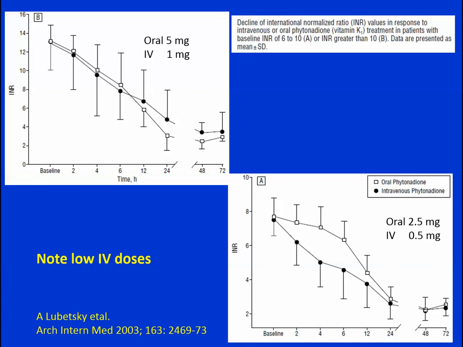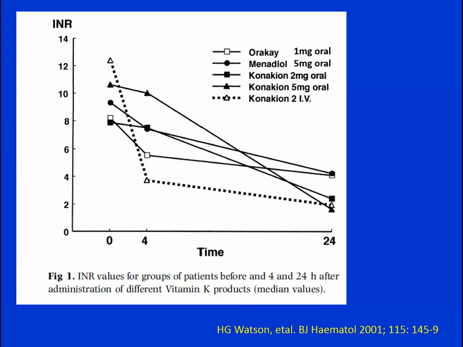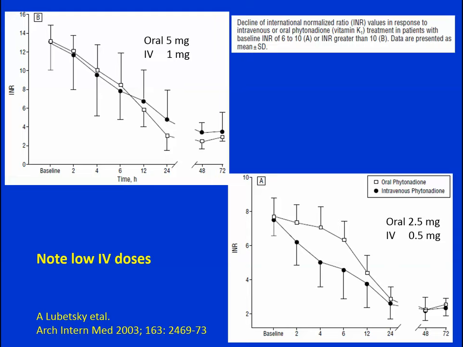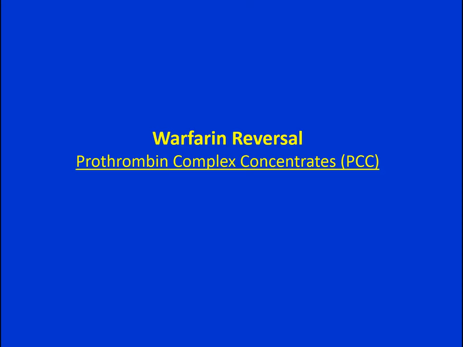This slide shows the effect of low IV doses and oral agents. Notice that low IV doses have about the same speed as oral drugs, whereas the higher dose was more rapid. The big advance in the last couple of years in the United States, and for almost a decade elsewhere, has been the availability of four-factor PCCs.